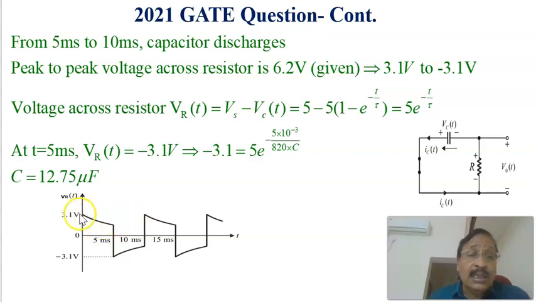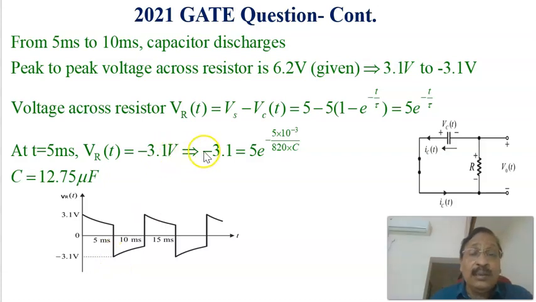The voltage across the resistor is shown here, changing from plus 3.1 to minus 3.1. The corresponding equation for the voltage across the resistor is 5 into e raised to minus t by tau. At 5 milliseconds, the voltage across the resistor is changing to minus 3.1.